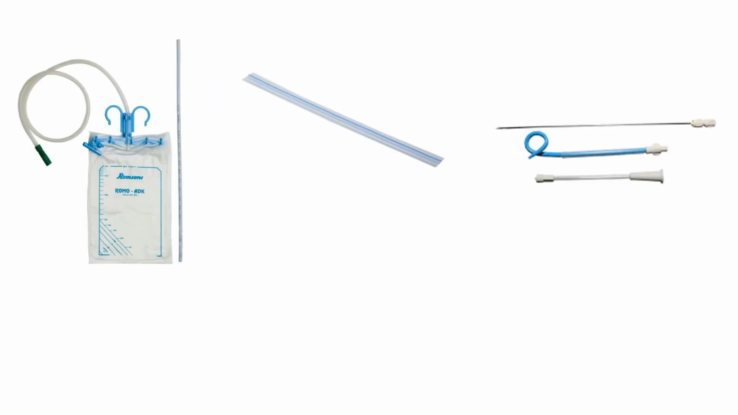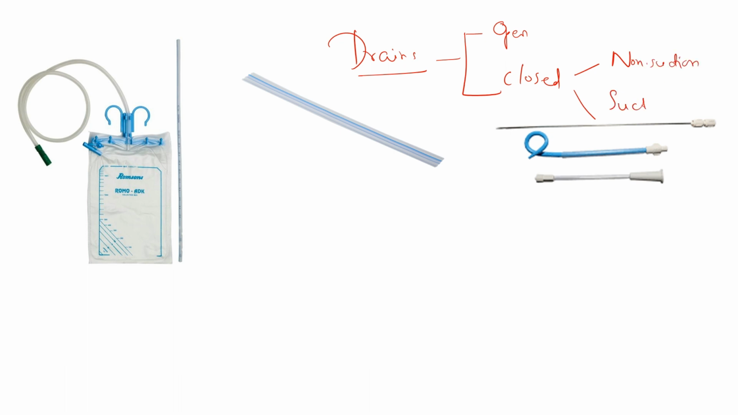Coming to the next one. Let's say, for example, you have finished the surgery, and to monitor what is happening inside the cavity, you keep something called drains. When you come to the classification of drains, you have two types: open drains and closed drains. In closed drains, you have non-suction drains and suction drains, where the drain acts on the principle of suction, negative pressure.